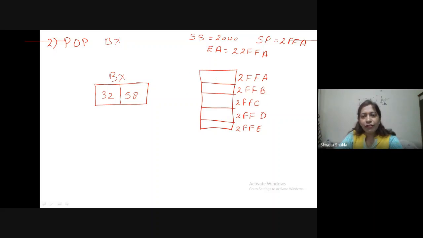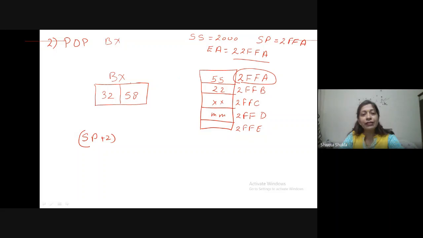Now let us suppose we have 55 here, 22. Okay, any number here. Now what is going to happen? This pointer, the pop instruction, works on SP plus 2. That means one by one we are popping out. That means we are reading the memory from the stack. So the first effective address is 22FFA. This is the first instruction.